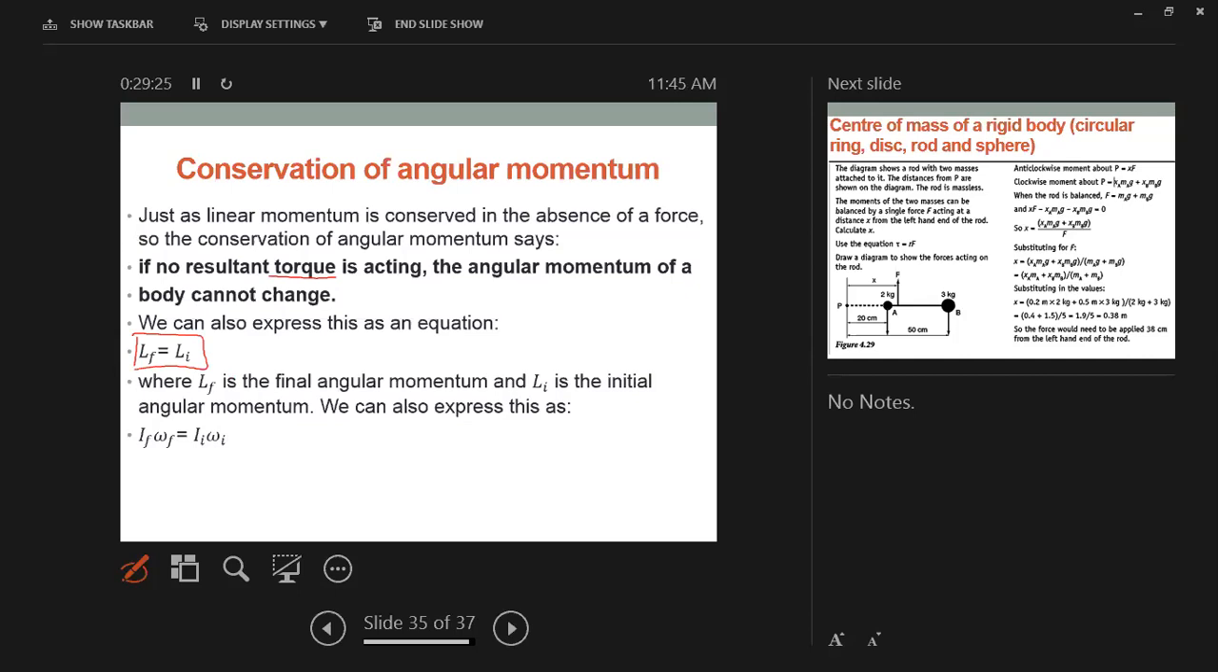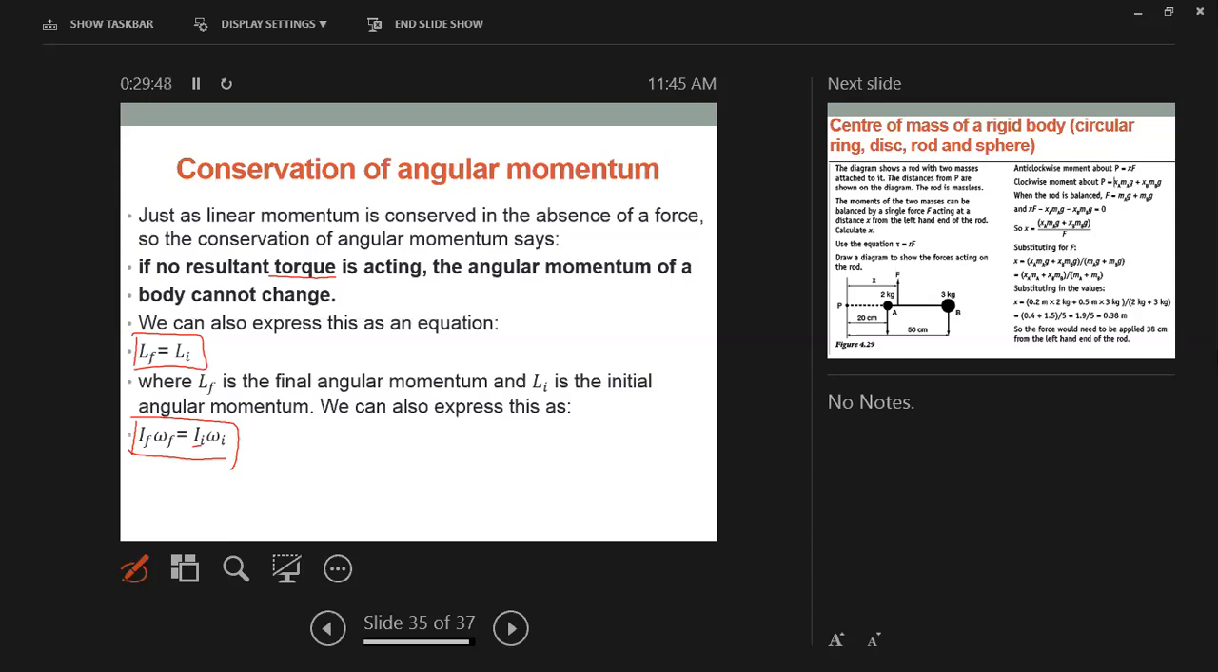Okay, so to find the final momentum, we're going to apply final moment of inertia times final angular velocity, equals initial moment of inertia times initial angular velocity. When we do this, we are going to find any property or any physical quantity over there.